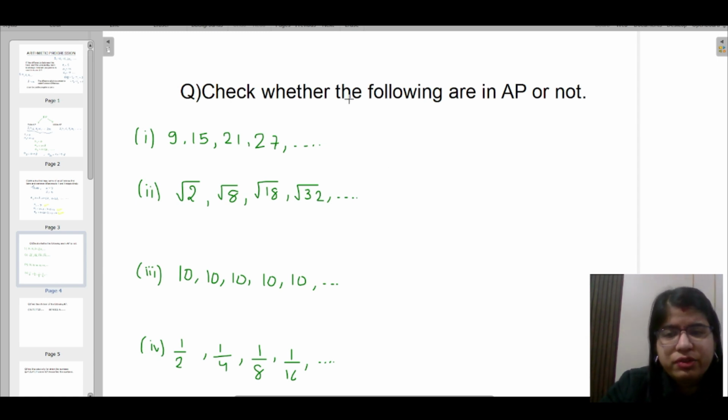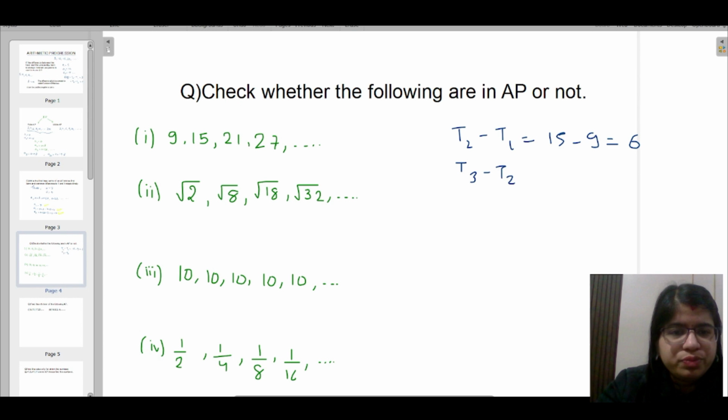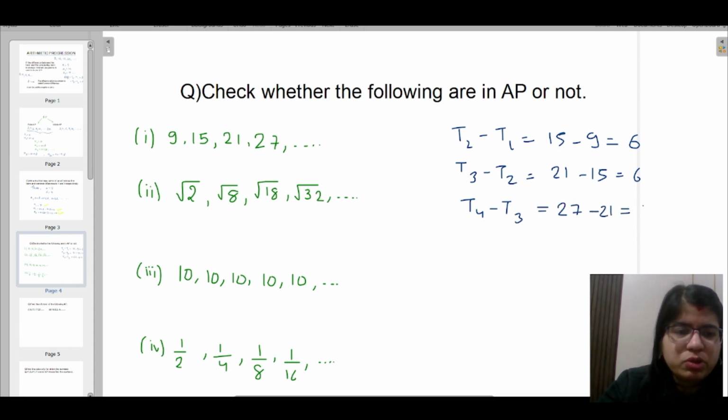Okay, so here in the first sequence, for the common difference, T2 minus T1 is how much? It is 15 minus 9. 15 minus 9 is how much? It's 6. Similarly, for T3 minus T2, we get 21 minus 15. Again, it's coming to be 6. Then you will see what T4 minus T3 is. Again, it's 27 minus 21, which is equal to 6. So you can see that the common difference is fixed.